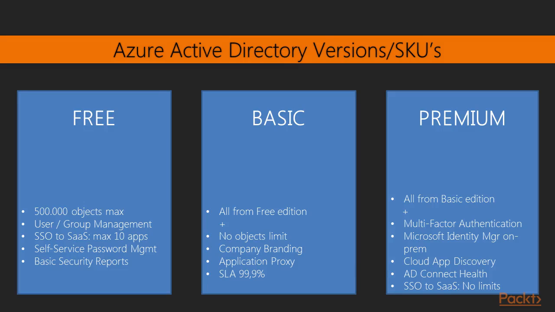Now, when talking about Azure Active Directory versions, or SKUs as Microsoft calls them, we have three different versions. There's a free one, a basic one, and a premium one. Without going too much in detail, the premium one is the one that I would personally always recommend. Why? Because it not only gives you the most features, but it's giving you enterprise-ready features like multi-factor authentication, cloud app discovery, Active Directory Connect Health, and single sign-on without any limits.